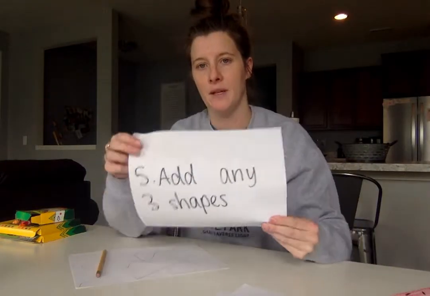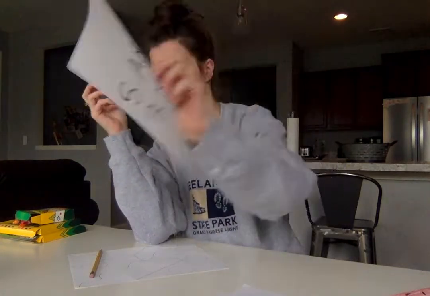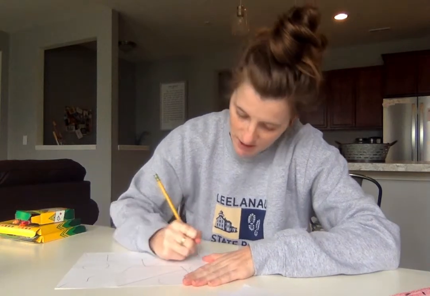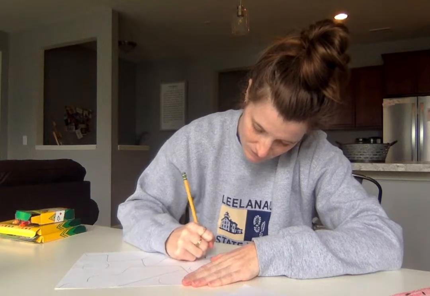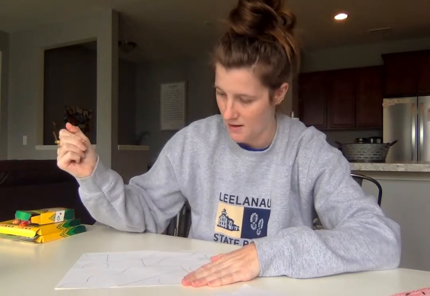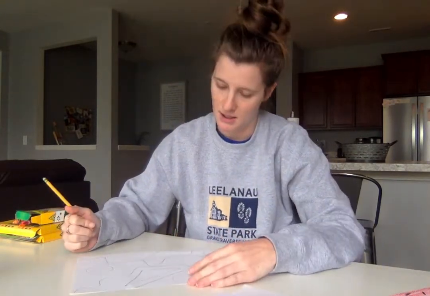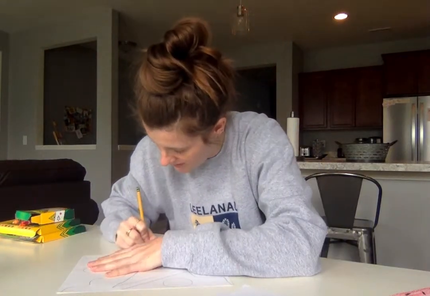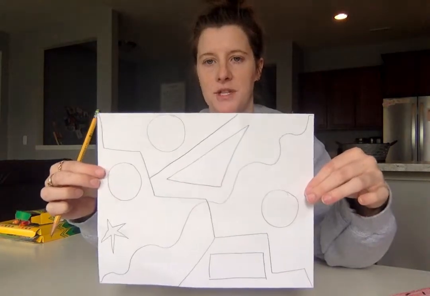Step 5, add any 3 shapes. So any 3 shapes, I'm going to add a star because I love stars, and I'm going to put my star here. I'm going to add a really big triangle because I love triangles. And I need a 3rd shape, so I'll do a rectangle down here. So as you can see, my abstract picture is kind of coming together.